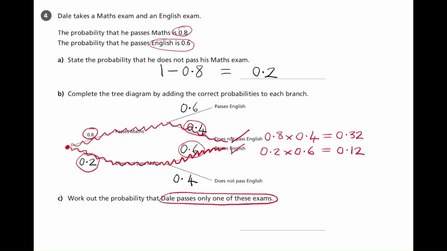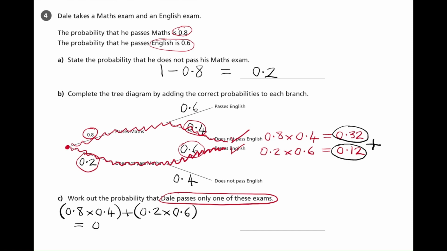We now have 2 probabilities at the end of the tree, and we need to combine them to get the overall probability of Dale passing only one of these exams. And the rule is, if you have probabilities at the end that you need to put together, you add them together. So the full answer to part C will be the 0.8 multiplied by 0.4, and then we're adding that to the 0.2 multiplied by the 0.6, and that's giving us 0.32 added to 0.12, and we arrive at a final answer of 0.44.